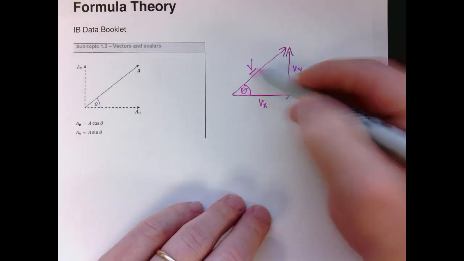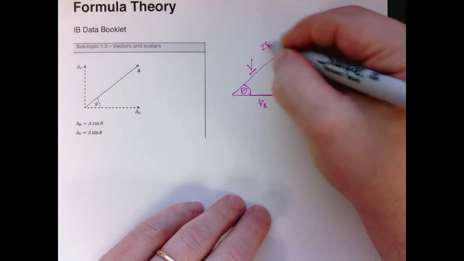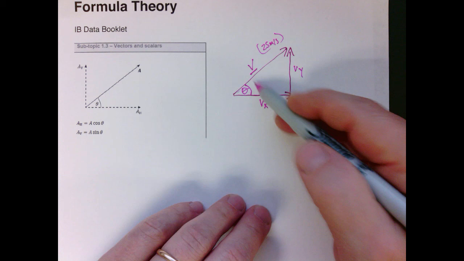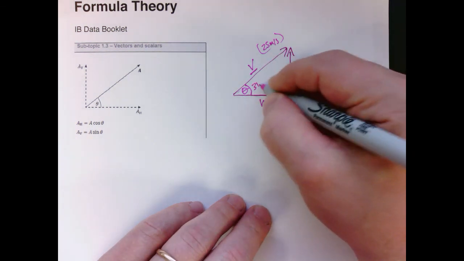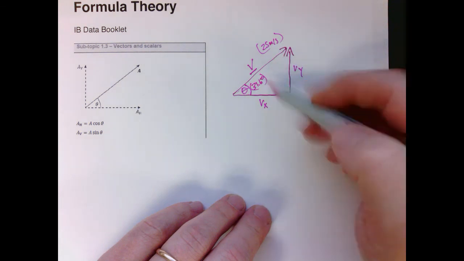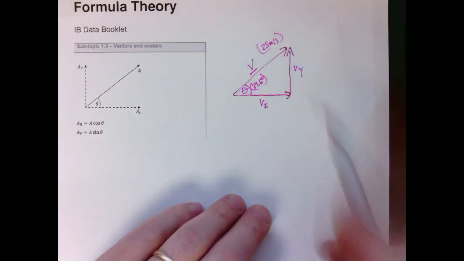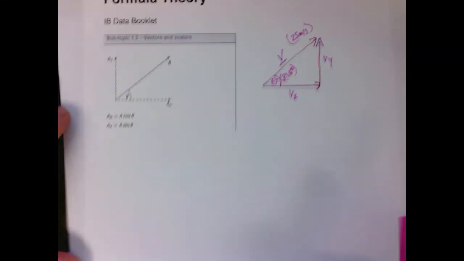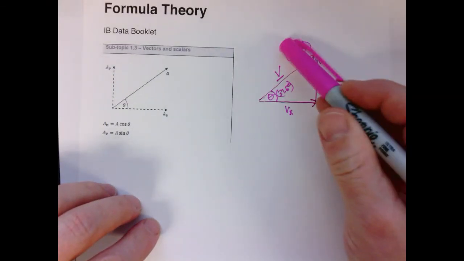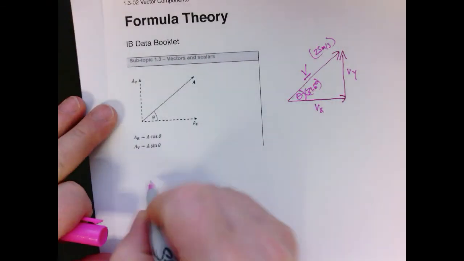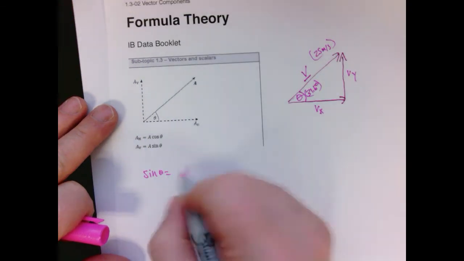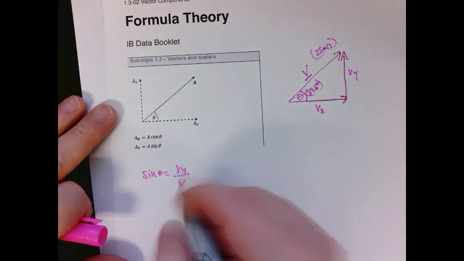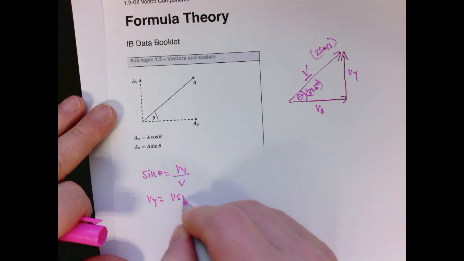If we know V, the initial velocity, let's say the number was 25 meters per second, just giving you an example, and this angle theta, let's say it's 31.6 degrees, if we know those two things, we can find Vx and Vy, the components of this vector. Let's start with Vy, actually. Vy is opposite, and we know the hypotenuse. So sine of theta is Vy over V. Cross multiplying, Vy is V sine theta.